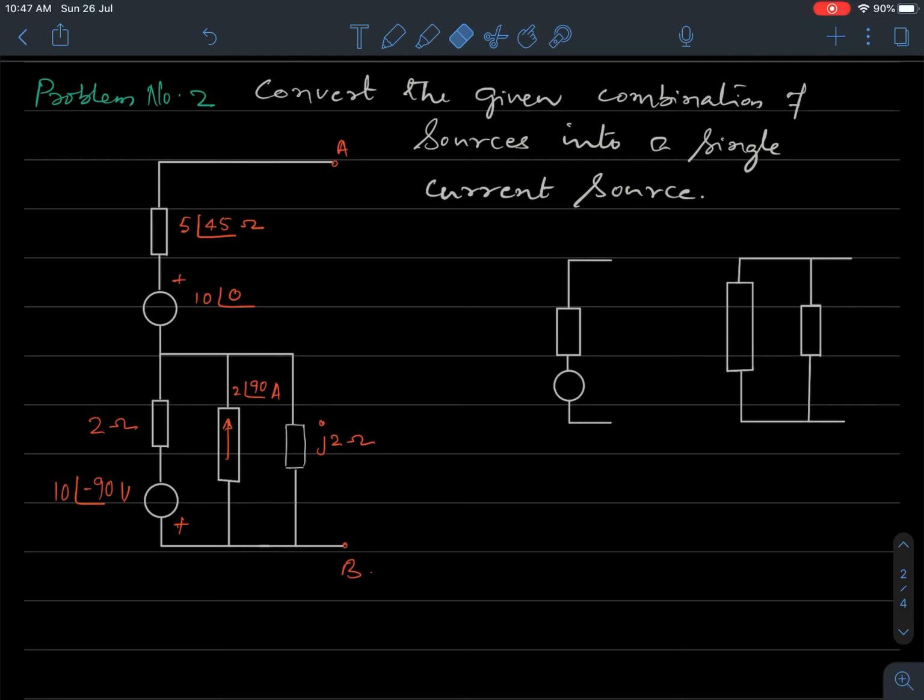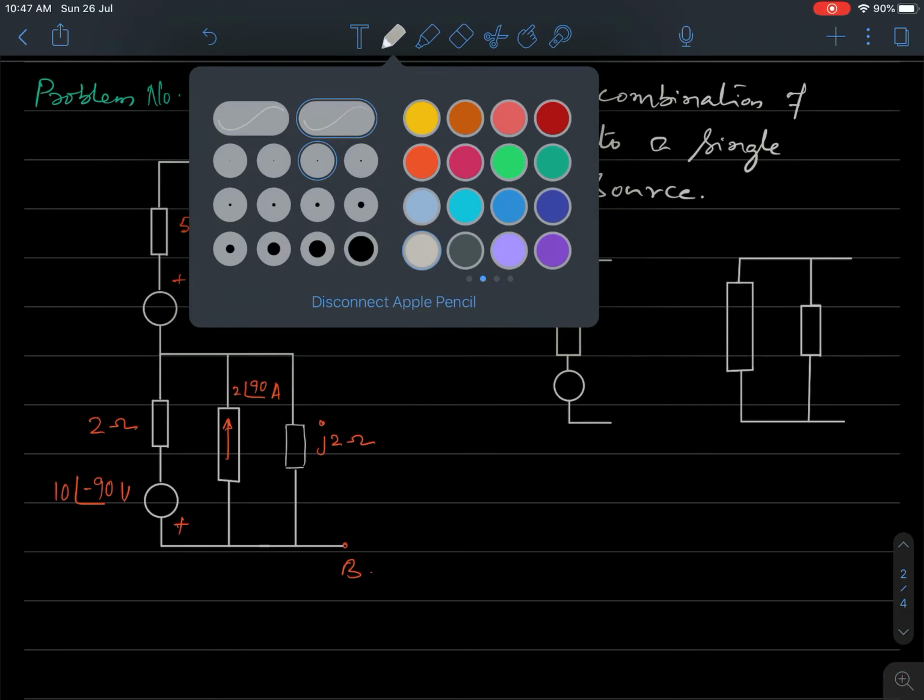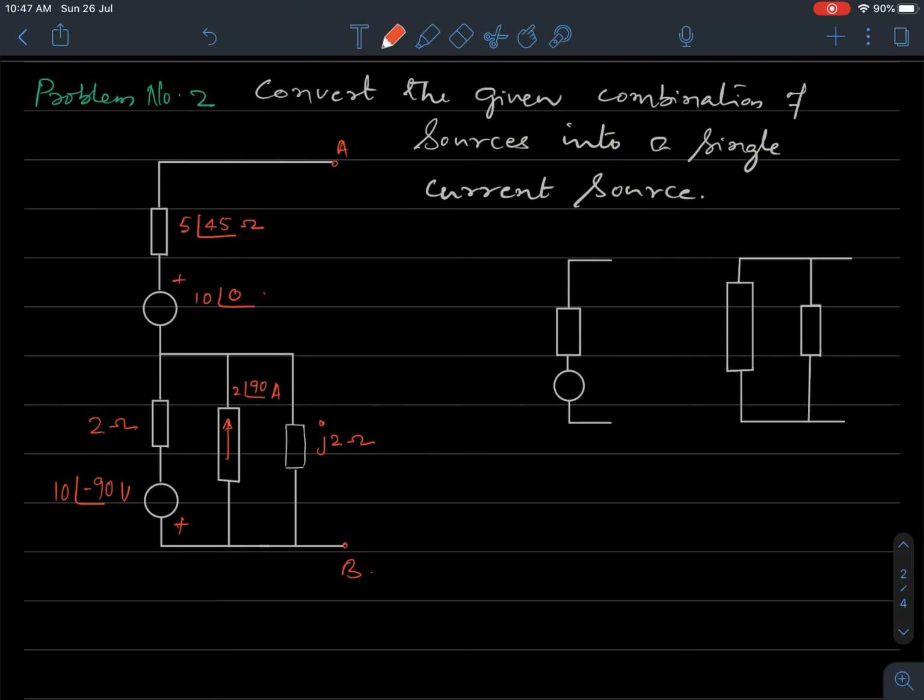Having done the first problem on source conversion, we will do another problem of source conversion. As the problem says, convert the given combination of sources into a single current source. As you can see, this is a problem wherein the quantities are in phasor form. The various quantities mentioned here are in phasor form. I suppose you can easily see the various things.